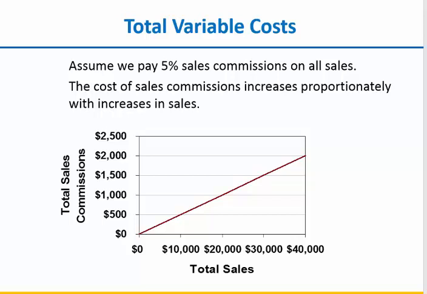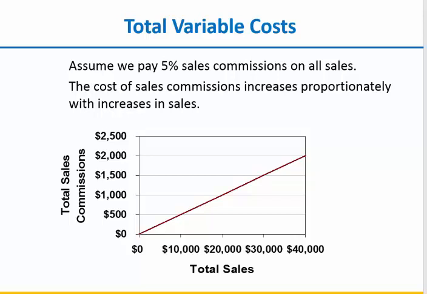If you try a few numbers, say $10,000 sales, $20,000 sales, and so on, you can easily determine the cost of sales commissions, and you plot these values. You plot the total sales commissions against total sales. Graphically, you will get a straight line, and this straight line has a positive slope. The slope is basically the 5%. That's the ratio here. And clearly, the sales commissions cost is a variable cost.